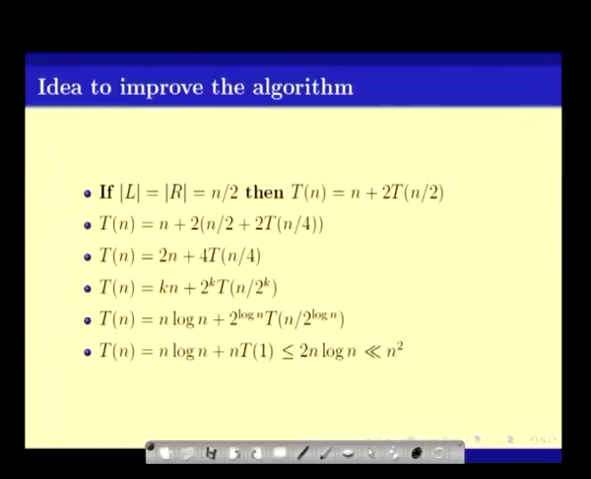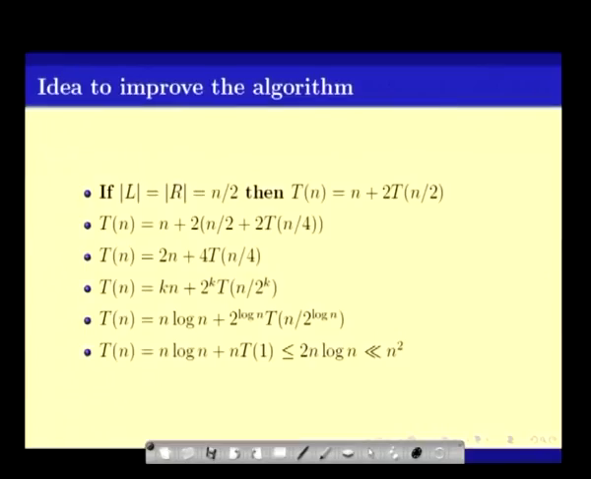Now, this is a significant improvement, because n times log n plus n T of 1 is less than twice n log n, and this is much less than n square. So, if somehow I could have guaranteed that this set was split up into some equal sets L and R, I would have been in good shape. So, can we use the same idea to improve our algorithm and obtain such a bound?